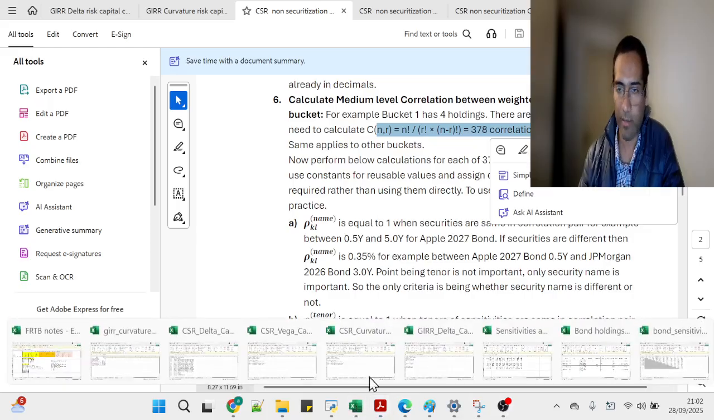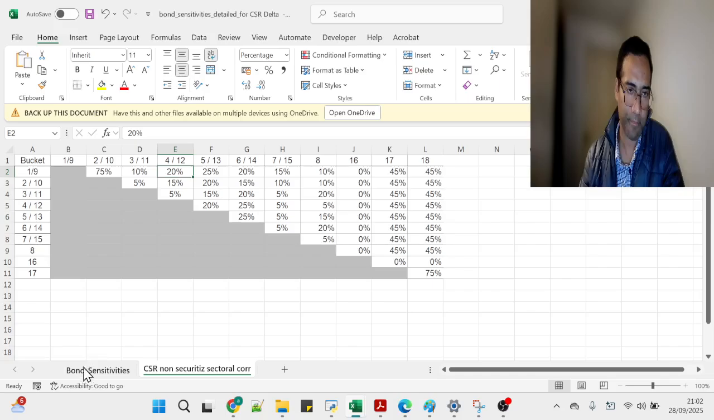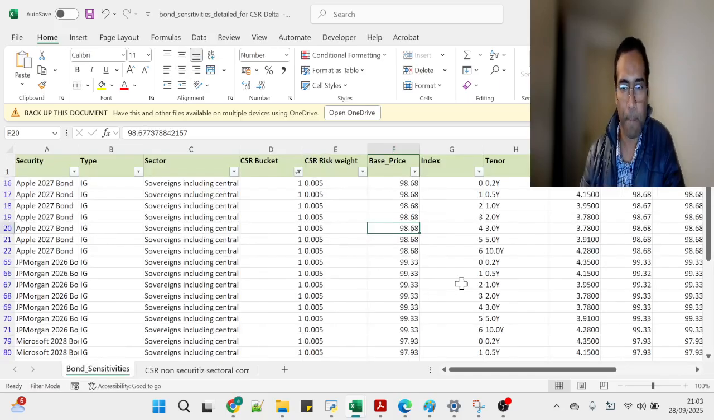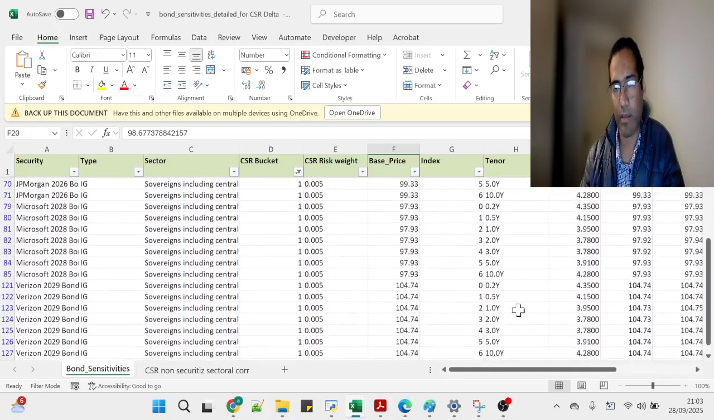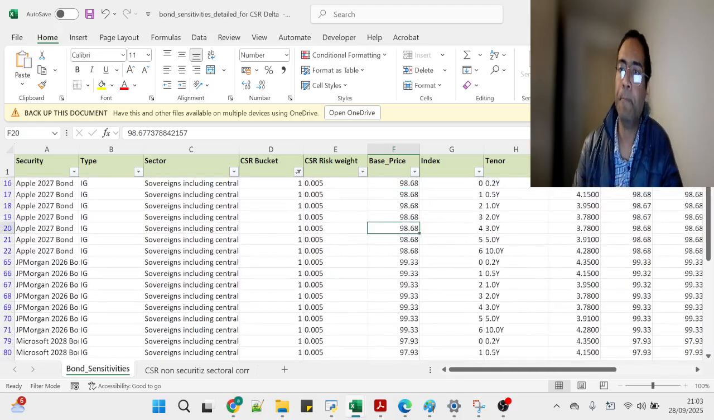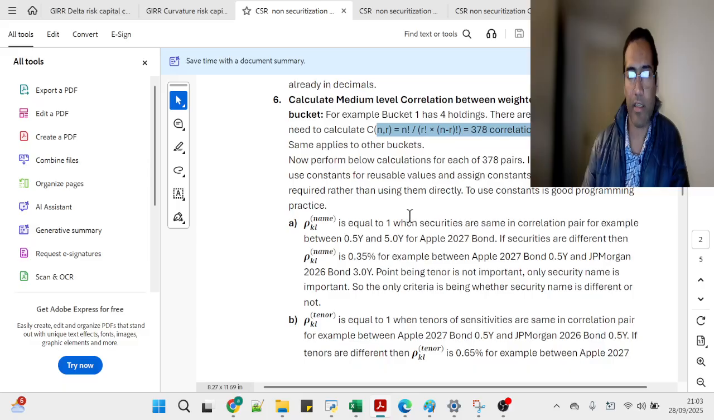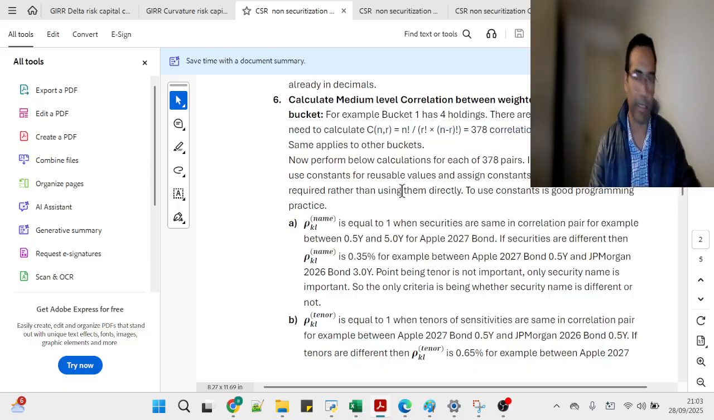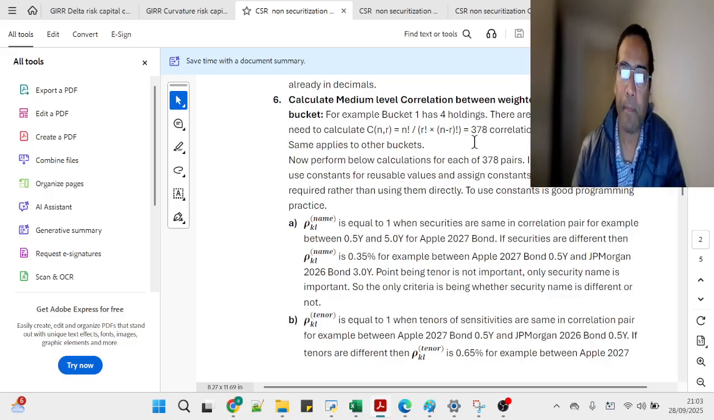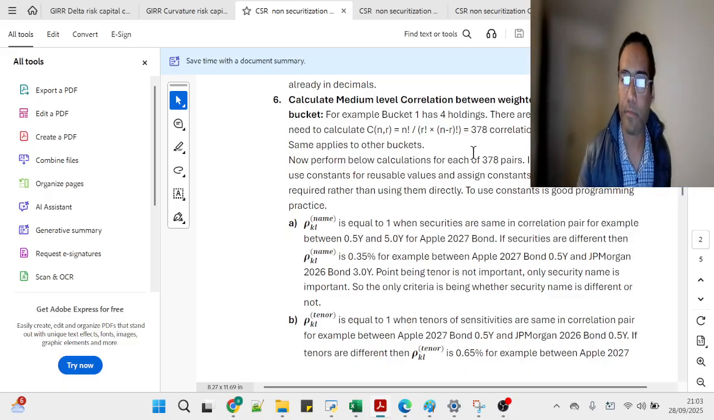Okay, let me see it again. Okay, so this is bucket 1, and there are different tenors inside this bucket. So what is it doing? What I told you earlier is that correlations are important. How do you calculate correlations?